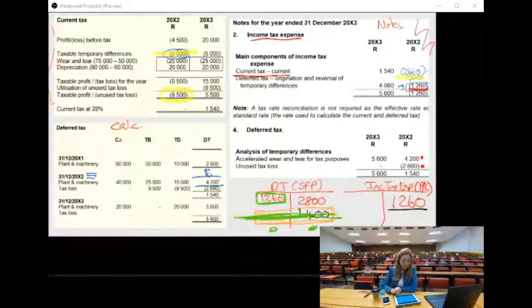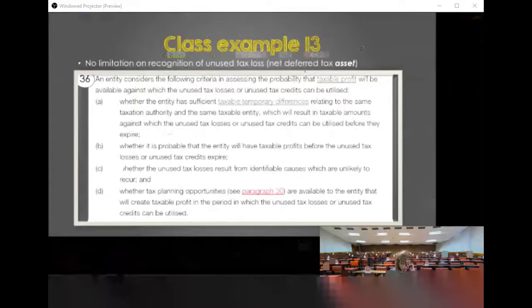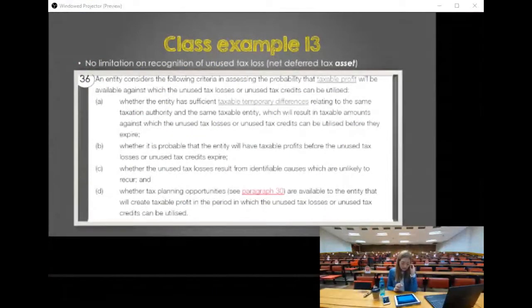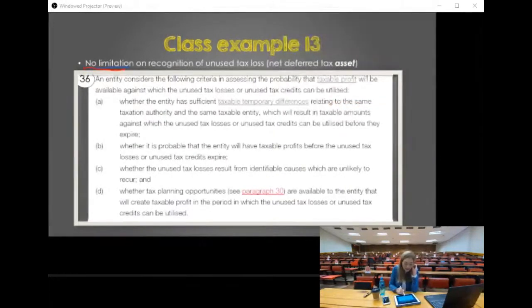Okay, so I think I've got all those questions on example 12, so now we can move on to the next class example. Okay, so class example 13. So what happens in class example 13? It's the same information as class example 12, but no, it's not the same information. Sorry, it's a little bit different. And again, there's no limitation on the recognition of the unused tax loss. No limitation. But we now have a net deferred tax asset.